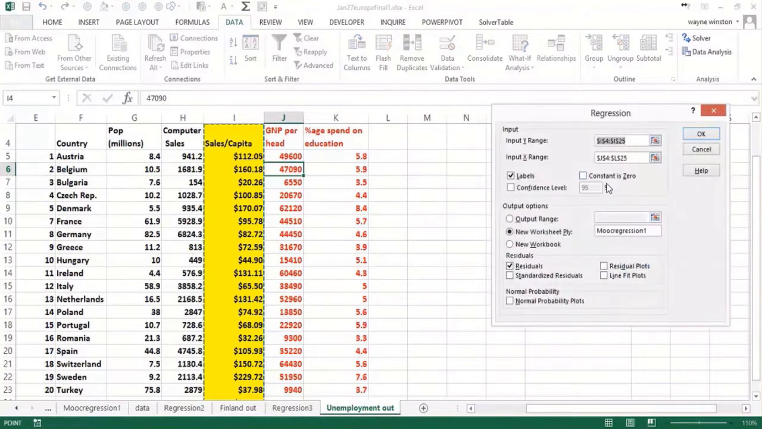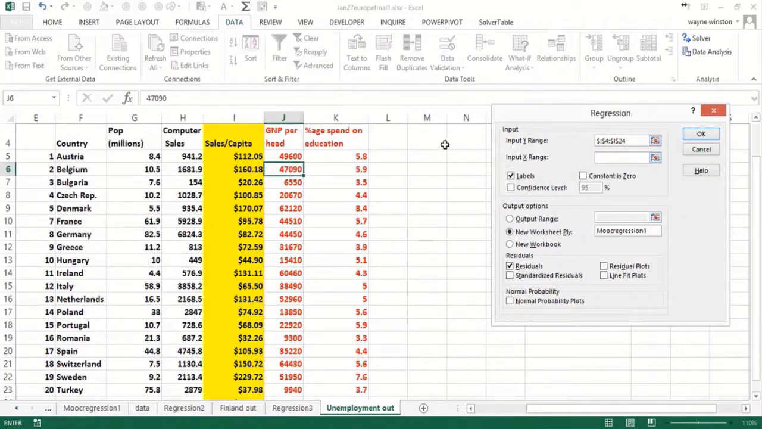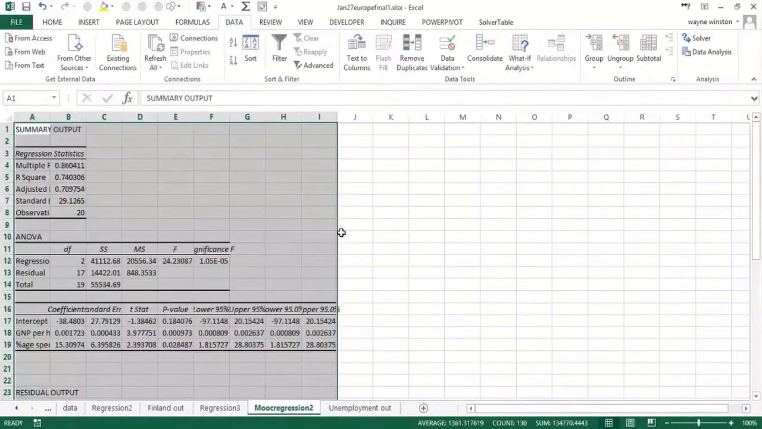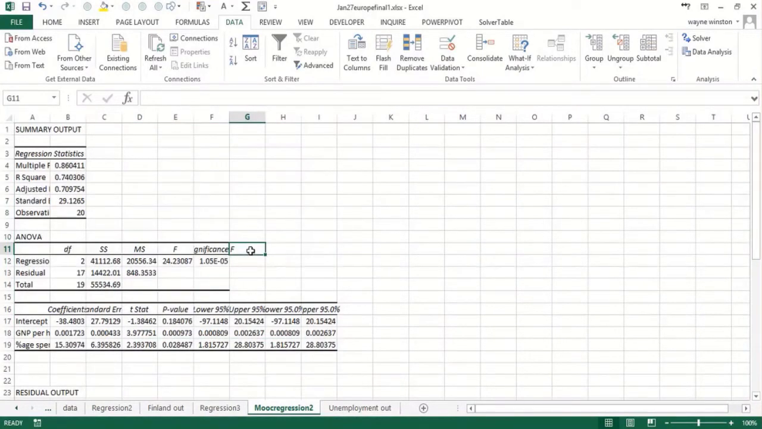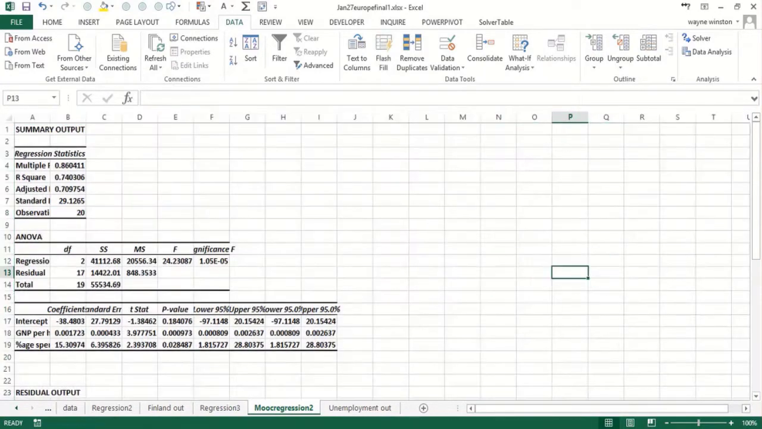Okay, so now what I'm going to do is predict the same data set, and the input range will be 2 columns now. Let's call it MOOC regression 2. And we can click residuals here. So we've got 20 data points. Okay. And this is looking good, I believe. So let's interpret the equation we got.